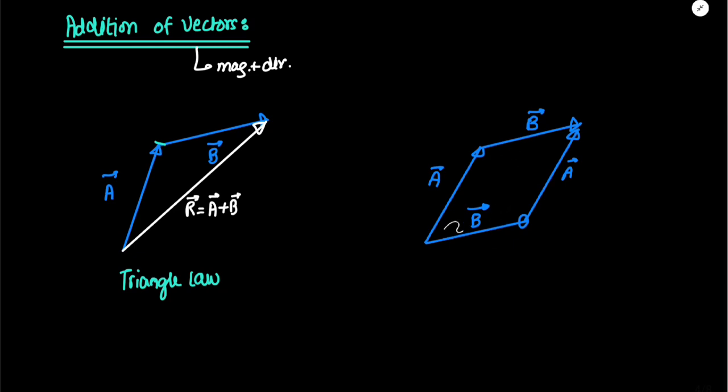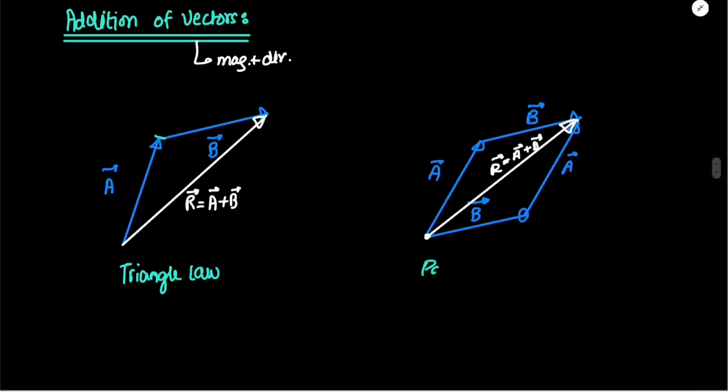Now what we do is we join the tail to tail to head to head. This is our resultant. This is A plus B. And this one is known as the parallelogram law, and I'm sure again that you have understood why it is known as the parallelogram law.